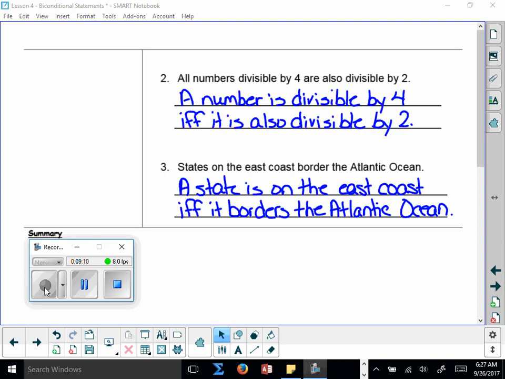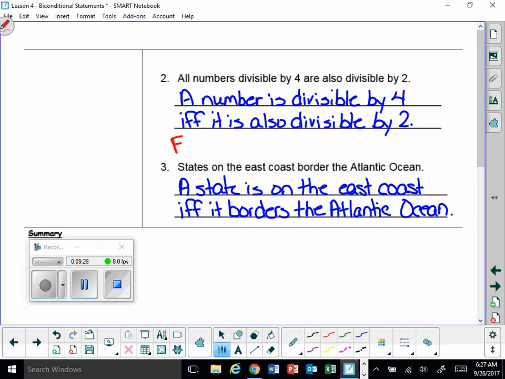Let's take a moment to check your work. Is number 2 a true biconditional statement? No, it is not. A counterexample for number 2 would be 6. 6 is divisible by 2, but it is not divisible by 4. So when you write the converse of that statement, you find that it's not true. What about number 3? Number 3 is a true biconditional statement.